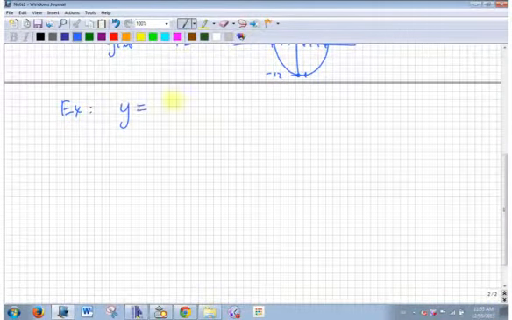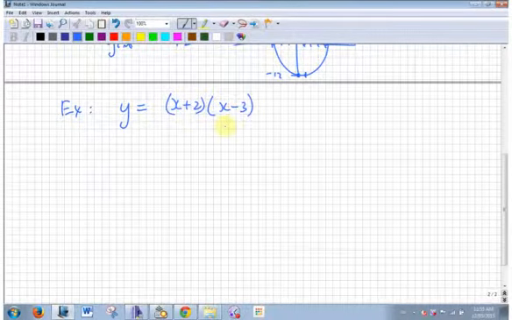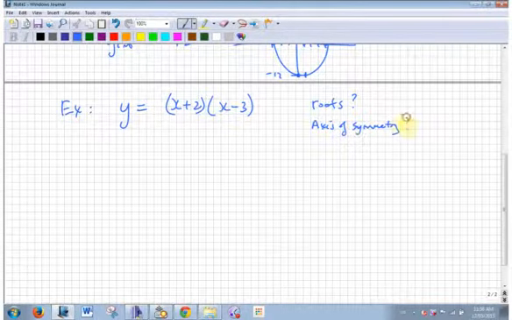Example. Y is x plus 2, x minus 3. I think this is the word the book uses the most, so let's do that. What are the roots? What is the axis? Axis of symmetry. Don't answer. I'm saying questions out loud here, right? And what's the vertex? I'll save you the domain and range stuff that y'all love so much.